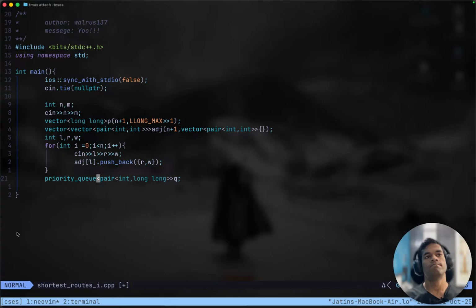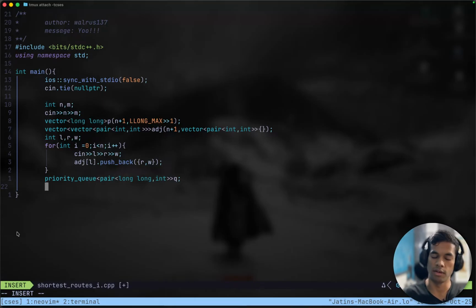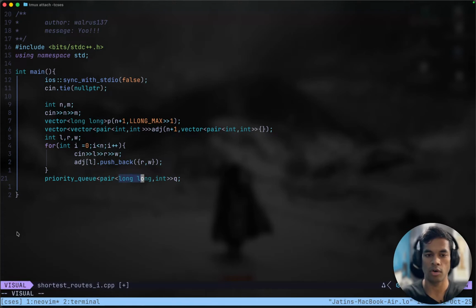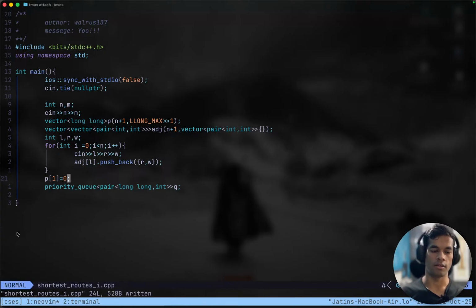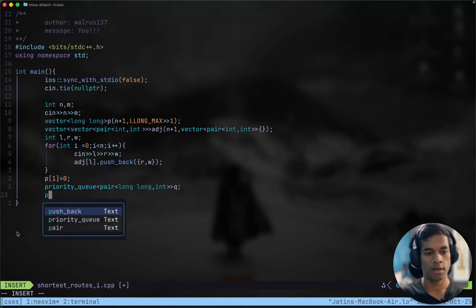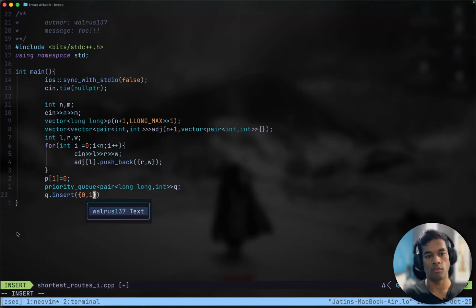Nope. The weight has to come first, and then the node. But essentially we are storing the same thing twice in a sense. Long is also here and also in P, but that is fine. Then q dot insert distance 0, 1.